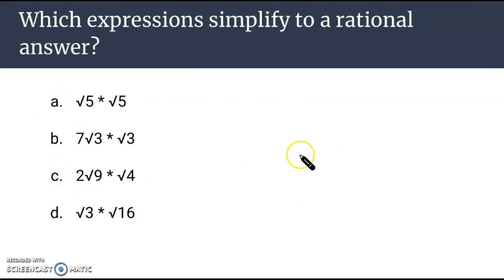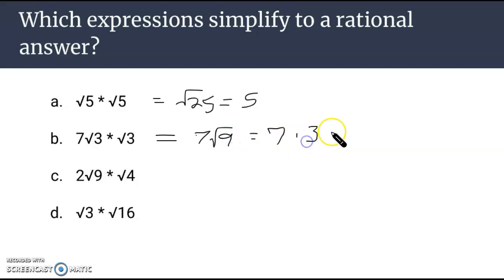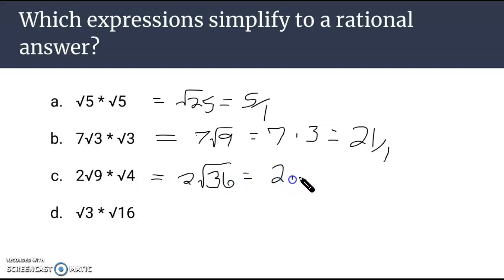Next one here, which expressions simplify to a rational answer? Let's just go through and simplify and see. Square root of 5 times square root of 5 is square root of 25. That can be written as 5. 7 square root of 3 times square root of 3 is 7 times square root of 9. Square root of 9 is 3. This is 7 times 3, which is 21. Can be written as a rational, just like 5 can. 2 square root of 9 times square root of 4 can be simplified to 2 square root of 36. 2 times 6, 12. 12 can be written as 12 over 1. So far, A, B, and C.